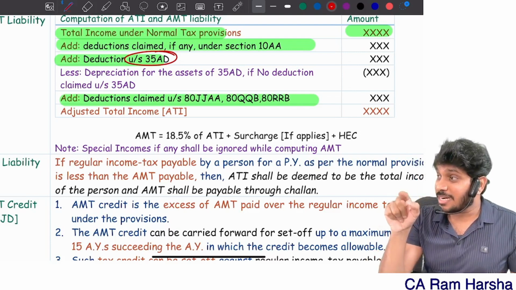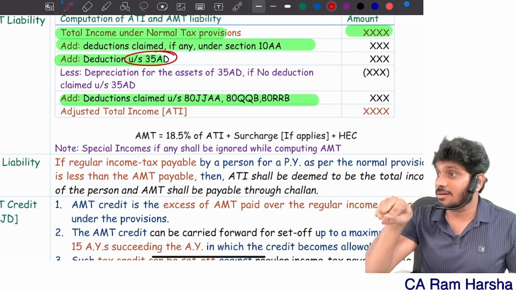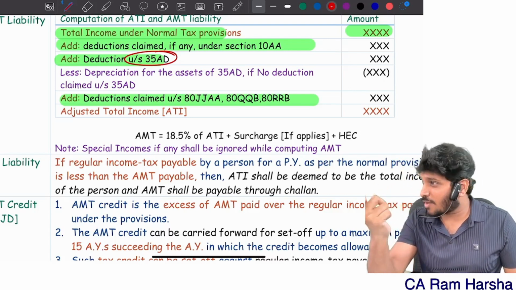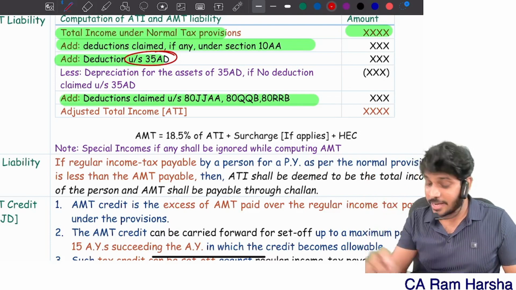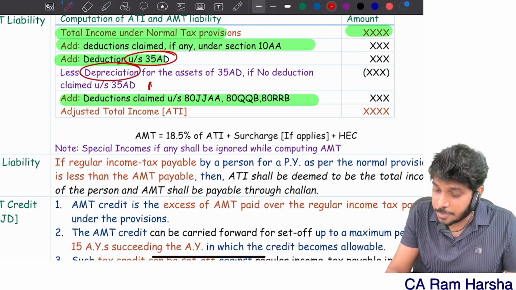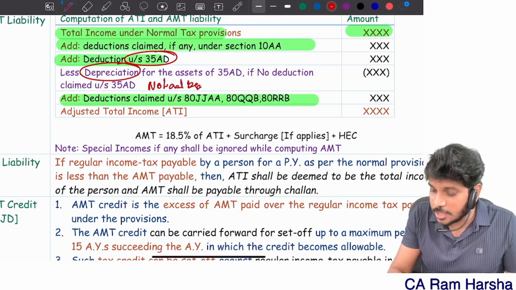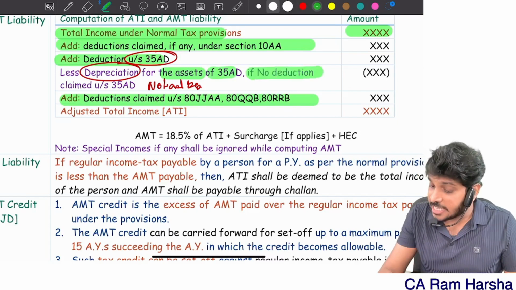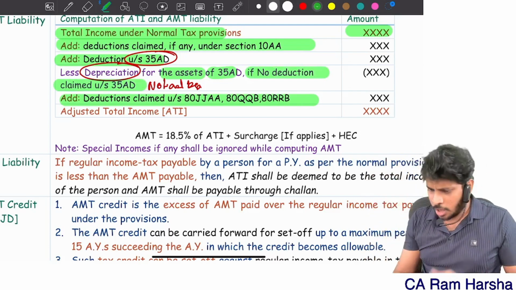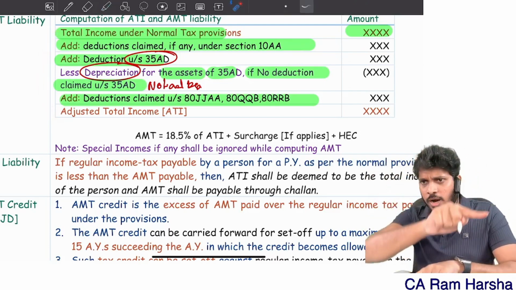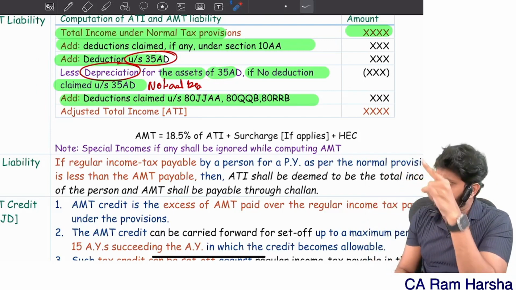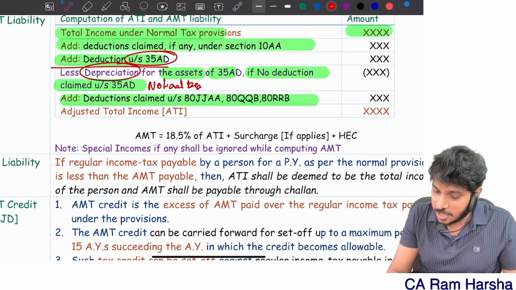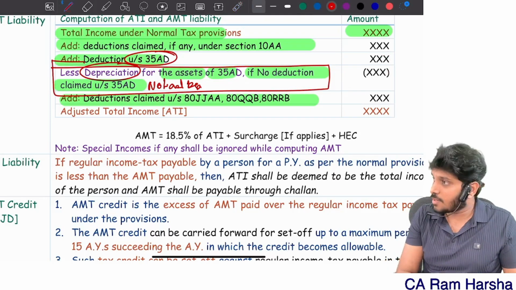Remember, for capital expenditure under 35AD, if I am not claiming the deduction, I am eligible for depreciation on that, right? Additional depreciation, I am eligible on that. If I am not claiming 35AD, reduce notional depreciation. What is it actually called? Notional depreciation for assets for which the 35AD deduction is claimed, as if no deduction is claimed. In AMT computation you are adding back the 35AD deduction, which means you are not claiming it, so at that time you will get depreciation. You make that adjustment in the exam. 99% of the students miss this point only.